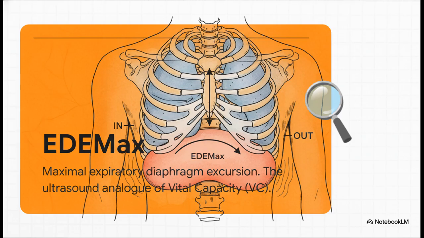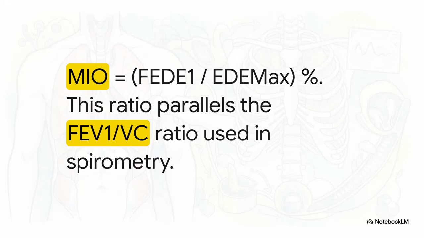You can probably guess where this is going. This is the stand-in for vital capacity. It's just the total vertical distance the diaphragm travels from the very peak of inspiration all the way to that end expiratory plateau. And here's where it all comes together so elegantly. Just like we calculate FEV1 over VC, the M-mode index of obstruction, or MIO, is simply FDE1 divided by EDmax, and you express it as a percentage. It's a beautiful parallel that tells you what percentage of the diaphragm's total journey happens in that critical first second.